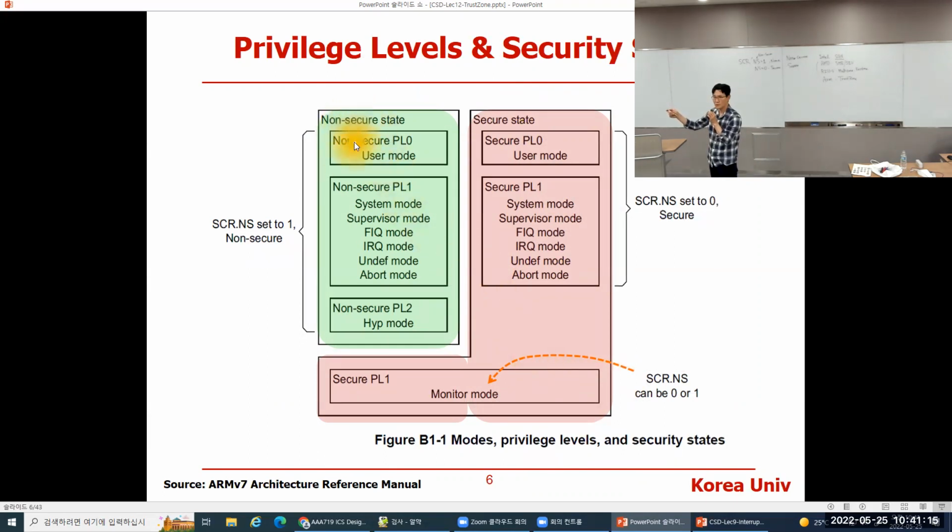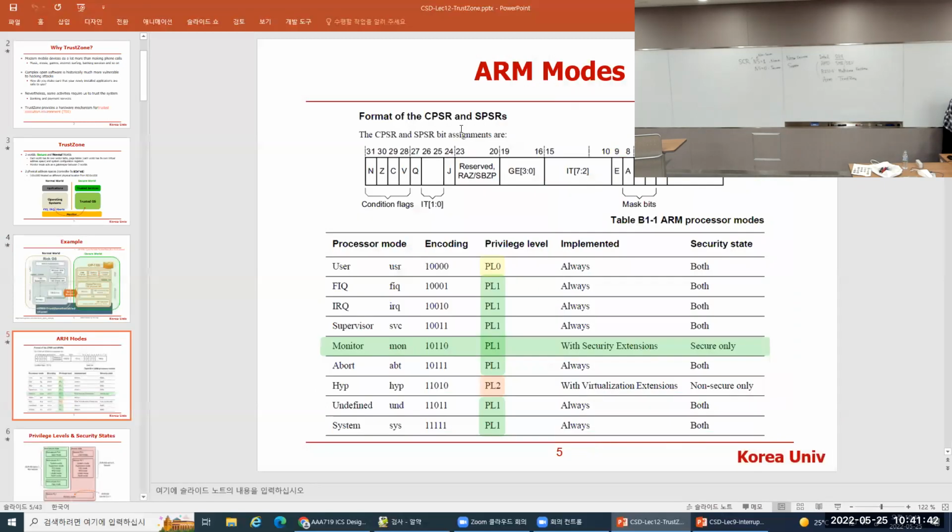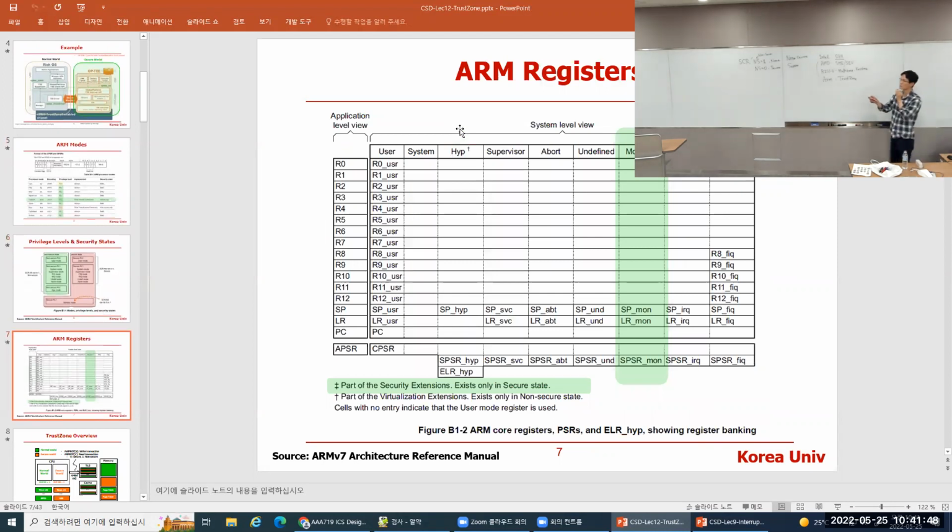This green is normal world, okay? And this pink is secure world. And how many different operating modes is ARM providing? ARM is providing 9 different operating modes. If you remember, let's go back and check the register here. So 9 different operating modes: user mode, system, and others, 1, 2, 3, 4, 5, up to 9. You have a monitor mode here.